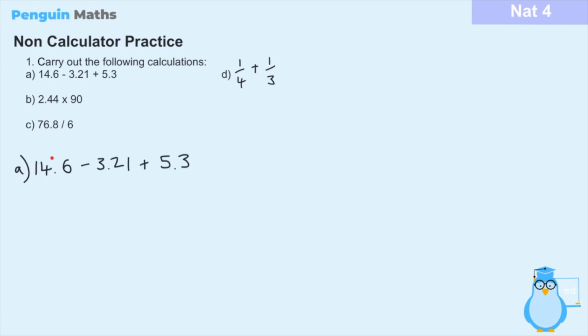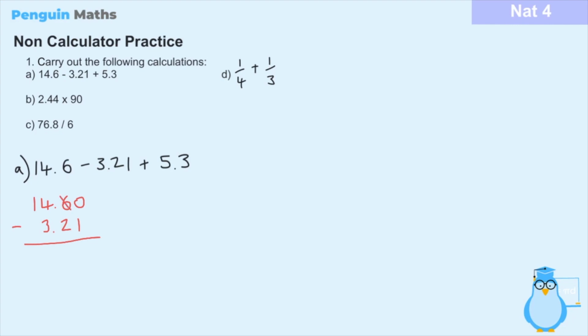So we have 14.6 minus 3.21 plus 5.3, and we have to evaluate this answer. So to begin, first of all, I'm going to start off by subtracting the 3.21 from the 14.6. It doesn't matter what we do first, but that's just what I'm going to choose to do. So we have 14.6 minus 3.21, and I'm just going to put the extra 0 on the end so we have the same amount of numbers after the decimal place.